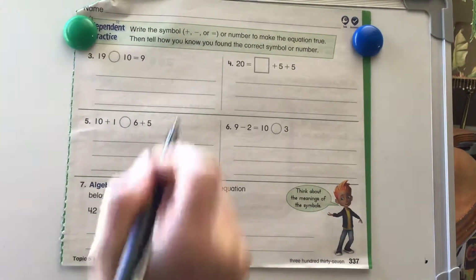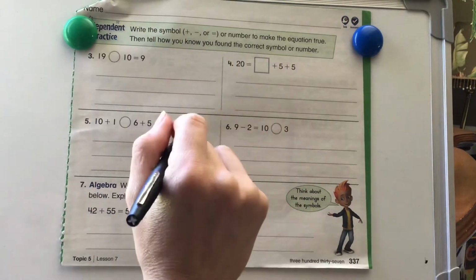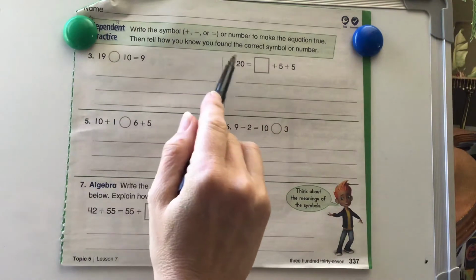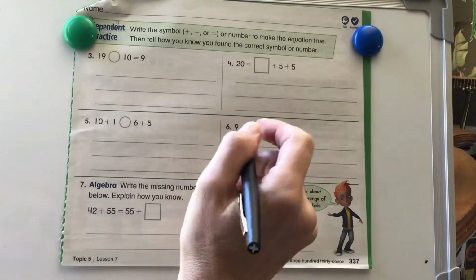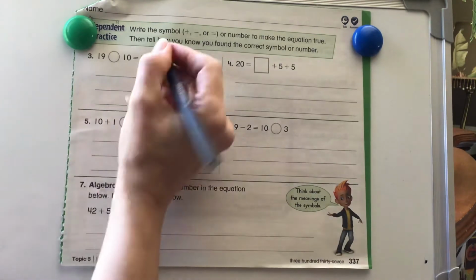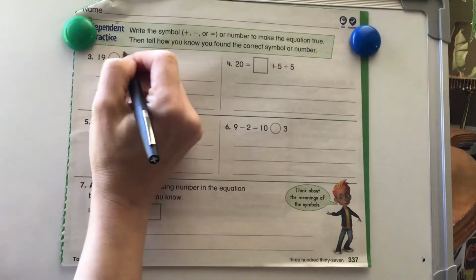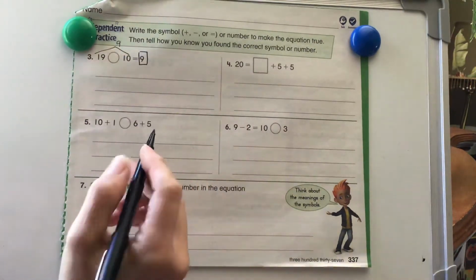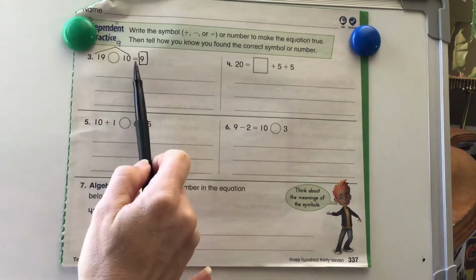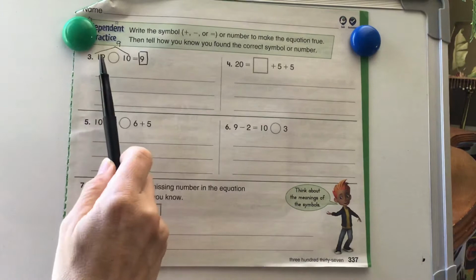Write the symbol, addition, subtraction, or equals, or the number to make the equation true. Again, equation just means the math sentence. Then tell how you know you found the correct symbol or number. So 19 something. Okay, so let's take a look at our equal sign. This is our first strategy. We have 9 over here, which means all of this over here has to equal 9. So let's see. We have to figure out, do we want to put addition, subtraction, or equal? Well, we don't need to put equal because it's already here. So let's see what would make this true.